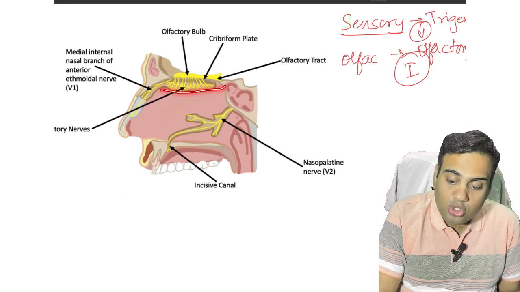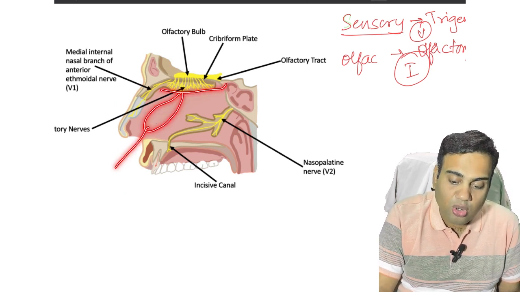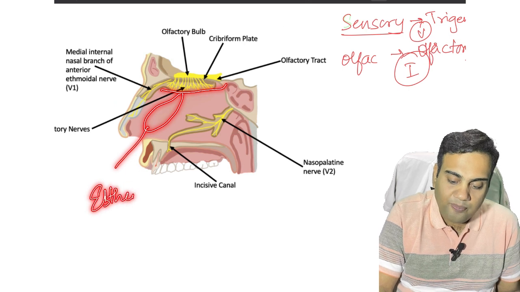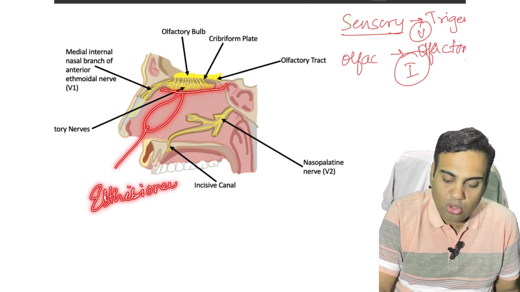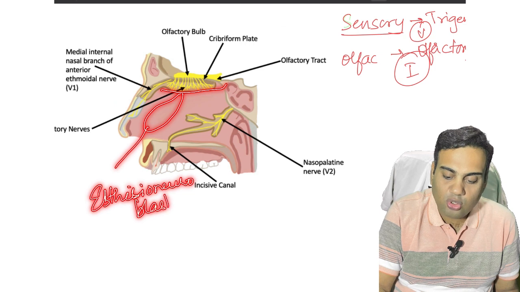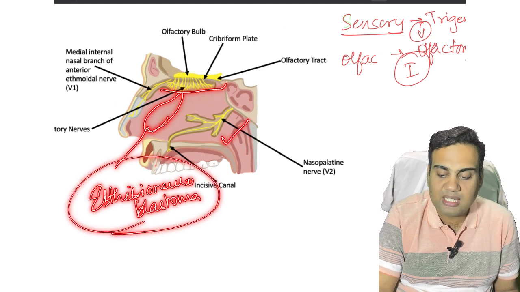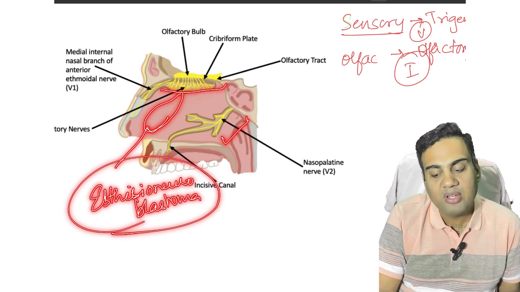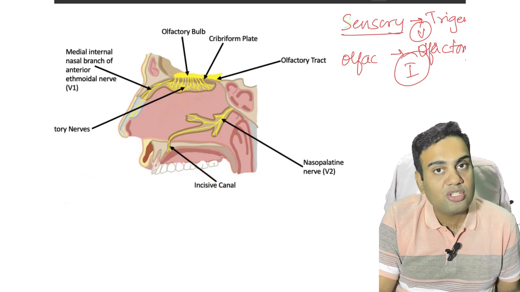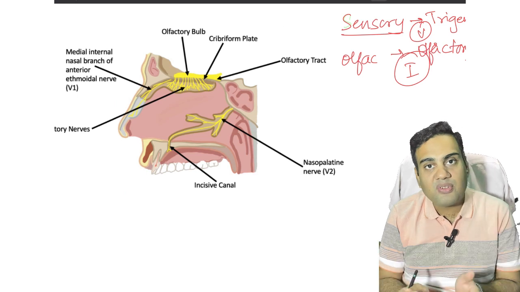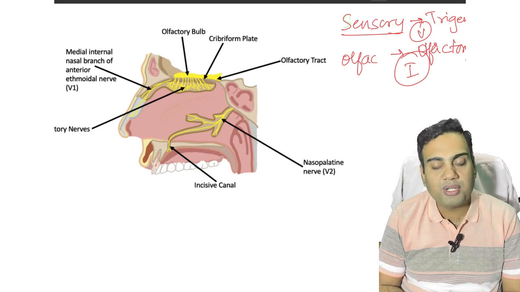Also, a tumor can arise from the olfactory epithelium, and that tumor we call esthesioneuroblastoma. So you can have tumors arising from the olfactory epithelium and tumors arising from the trigeminal nerve itself, and these are esthesioneuroblastomas and schwannomas. That is why understanding the nerve supply is important.